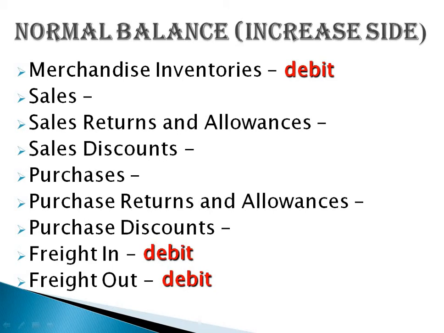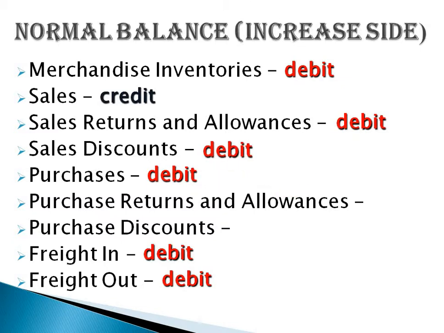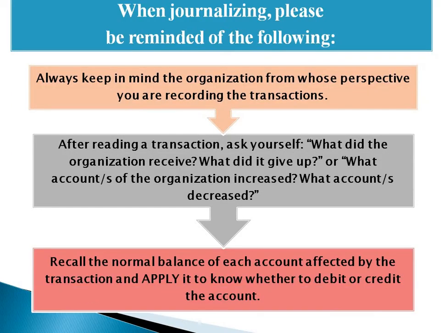Therefore, if the normal balance or increased side of sales or sales revenue is credit, then the normal balance of purchases must be debit. If the normal balance of sales returns and allowances as well as sales discounts is debit, then the normal balance of purchase returns and allowances as well as purchase discounts must be credit. And again, kindly be reminded of the following to succeed in recording transactions.